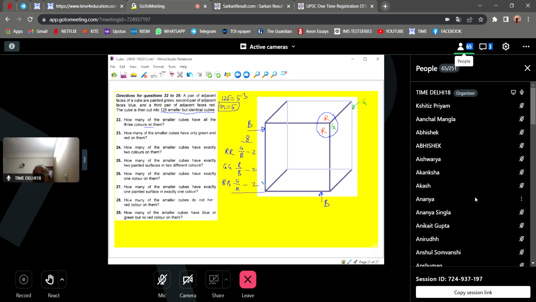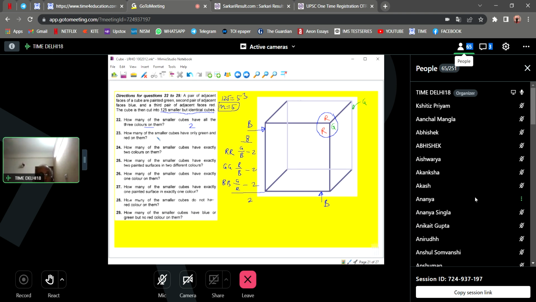Now, rest of the smaller cubes on the corners will have all the three colors on them. 8 minus 2 minus 2 minus 2. How many? 2. The answer for this is 2. I hope it is fine, everyone. किसी को कोई doubt? Fine. The second one, 23rd one.